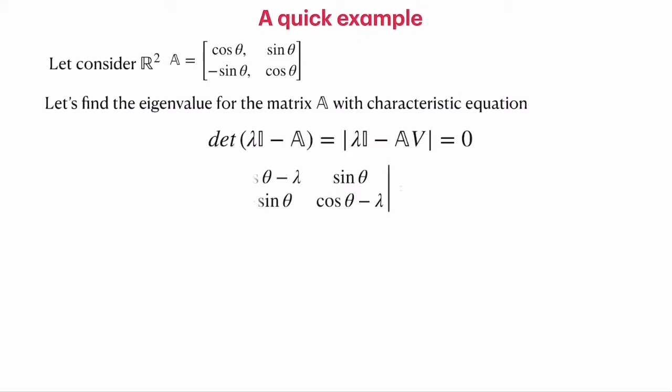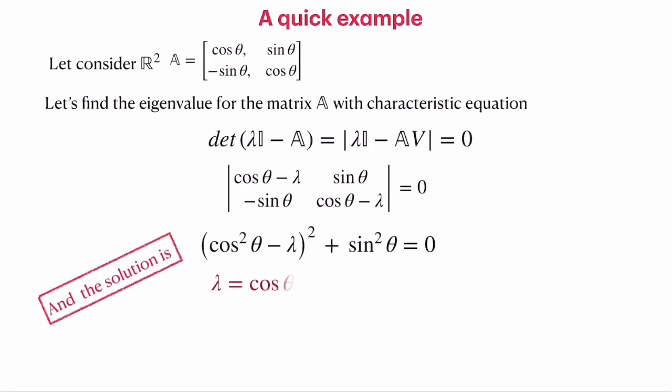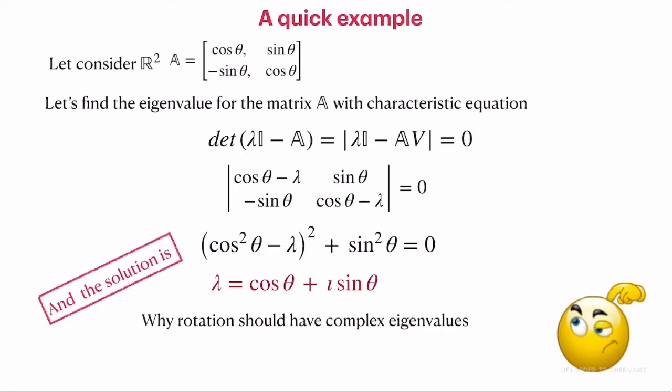So from this we get determinant of cos theta minus lambda, sin theta, minus sin theta, cos theta minus lambda equal to 0. When we explicitly write the polynomial, we get cos square theta minus lambda square plus sin square theta. The solution for lambda is cos theta plus i sin theta. So this seems to be a complex eigenvalue.